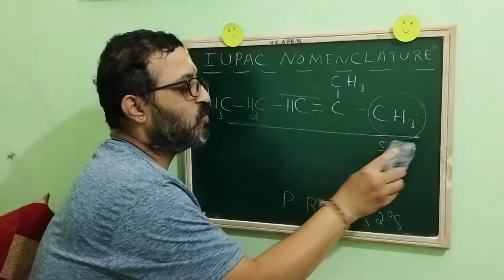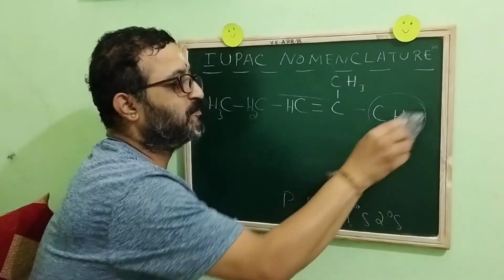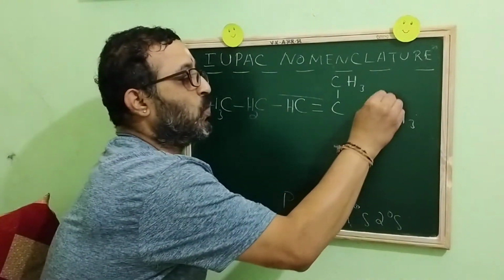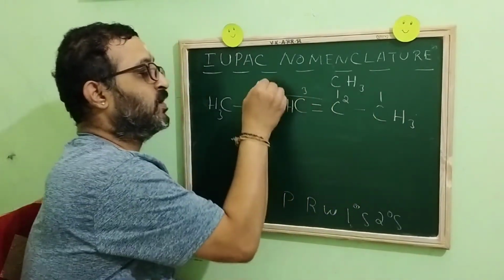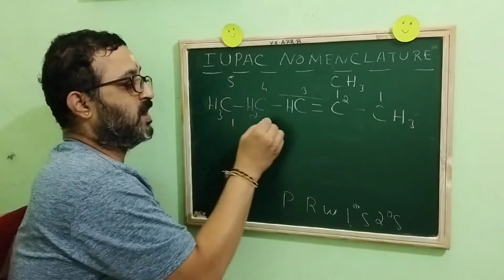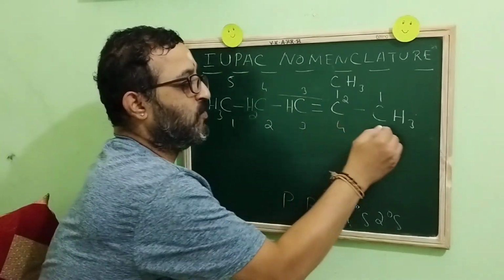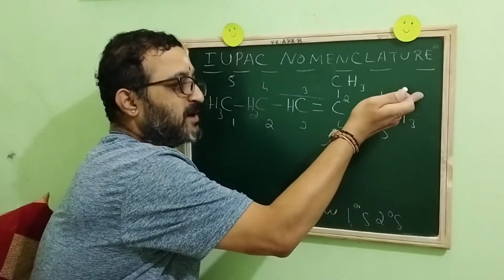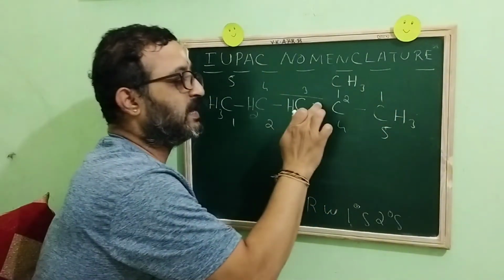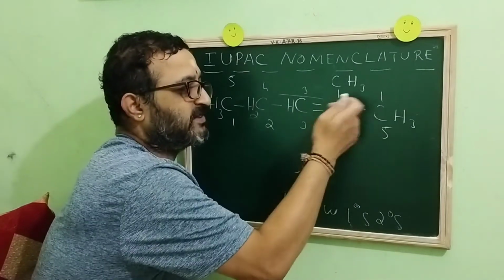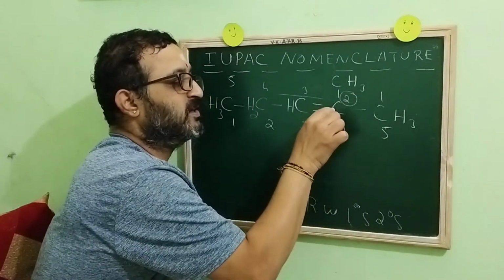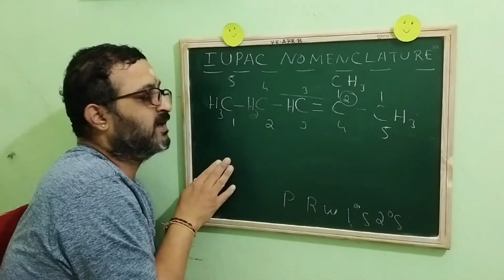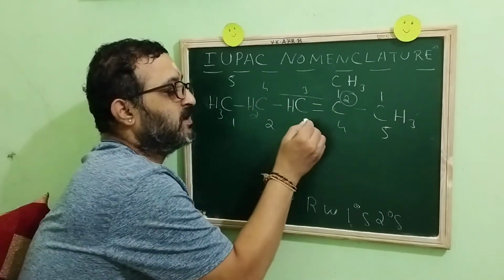Now, the parent chain is over. Then how to do the numbering? Very simple. We know the rule. 1, 2, 3, 4, 5. 1, 2, 3, 4, 5. Now, when I start the numbering from the right side to the left side, the double bond belongs to which carbon? First come, first served. It belongs to the second carbon. Okay. When I do the numbering from the left side, the double bond belongs to which carbon?